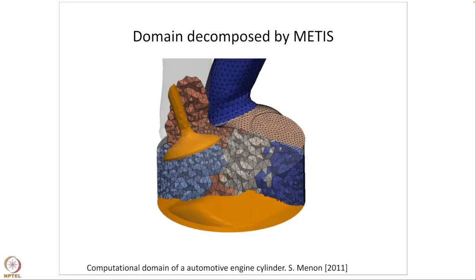You can now see that there is a fairly complicated piston cylinder arrangement, which is an engineering problem, which has been completely decomposed by this particular library Metis, which uses the CSR graph as an input and can go ahead and decompose this computational domain over a fairly complicated geometry like an automotive engine cylinder. This was done by a PhD student, Sandeep Menon, in 2011.